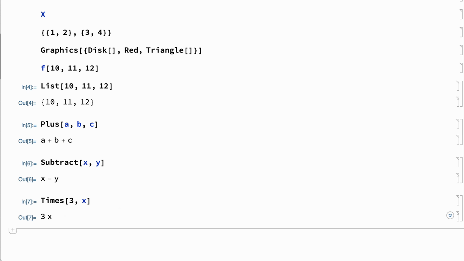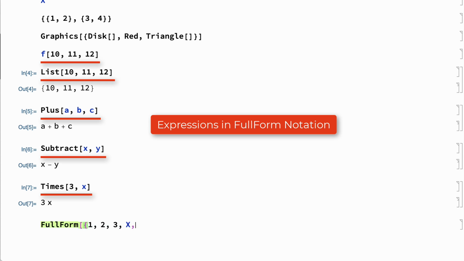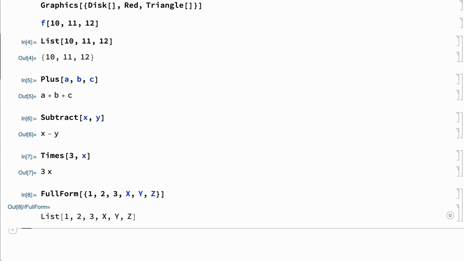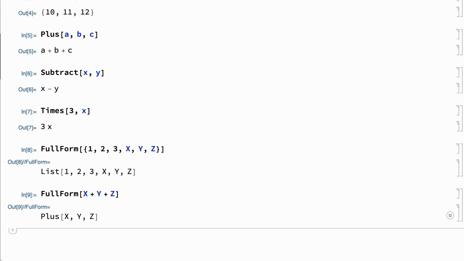The notation using commas and square brackets without any special notations is called full form notation, and there is a function called full form for displaying things in that way. For example, here is a list entered using curly braces displayed in full form notation using the full form function. And this shows that the full form notation for x plus y plus z is plus of x, comma, y, comma, z. Choice of notation is very important for constructing readable programs and is discussed in more detail in other sections.